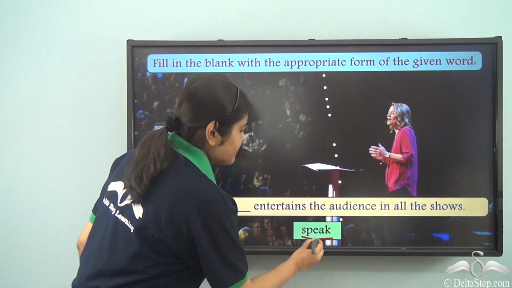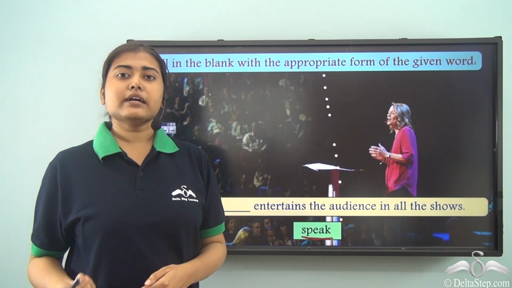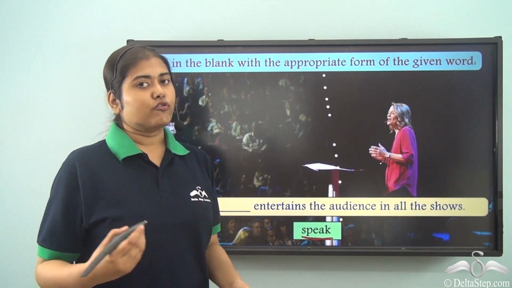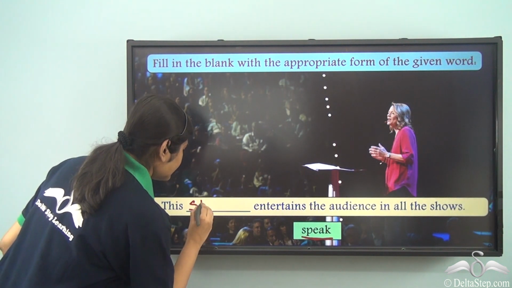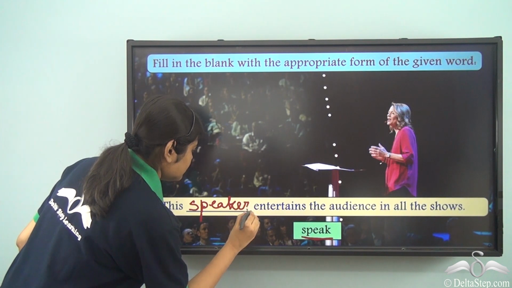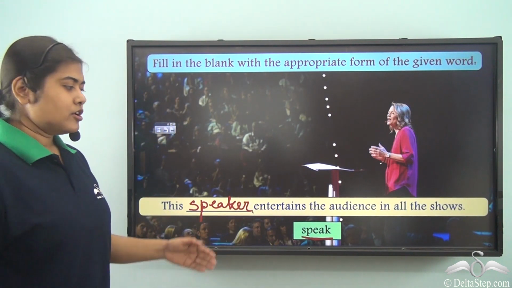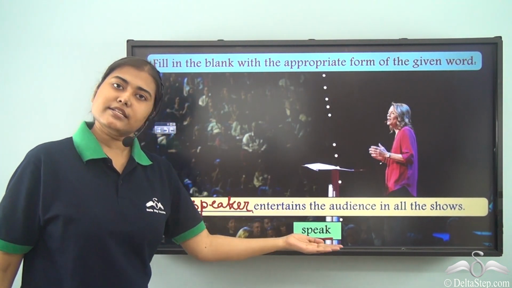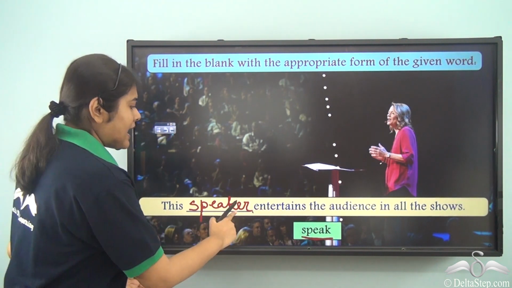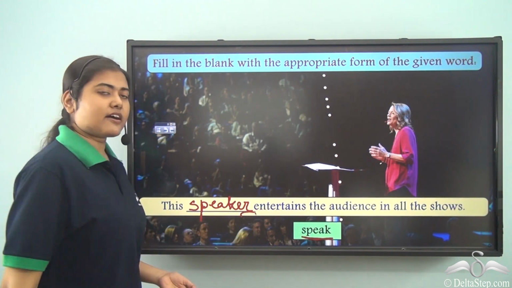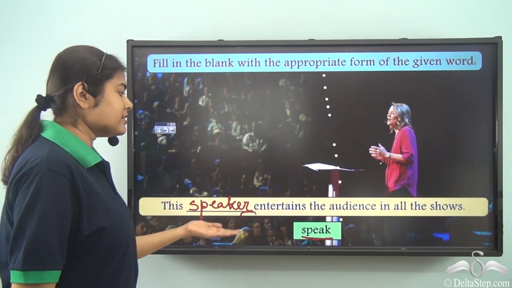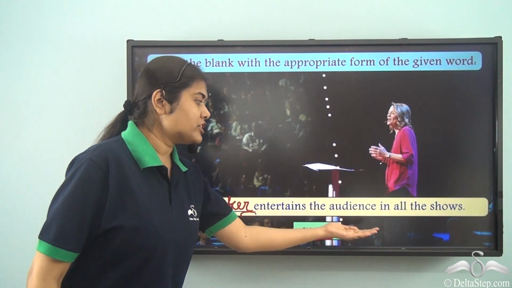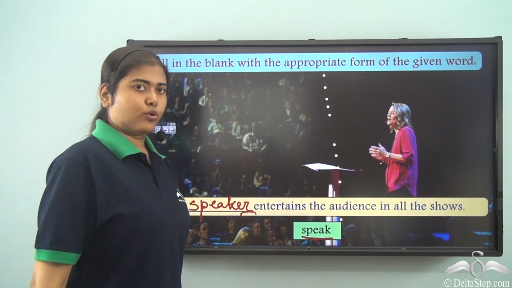So this is the verb, and to make a noun from this verb, what do we add? We add er and the word becomes speaker. So the one who speaks is called a speaker, and that is formed by adding the suffix er to the verb speak. So the speaker entertains the audience in all the shows.